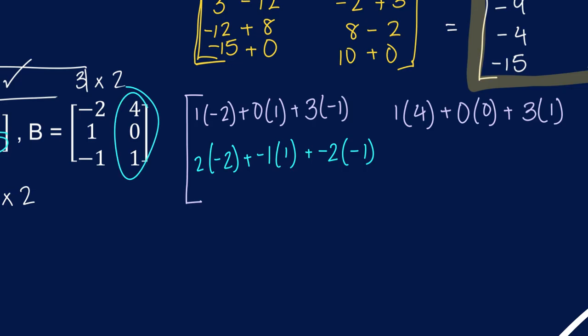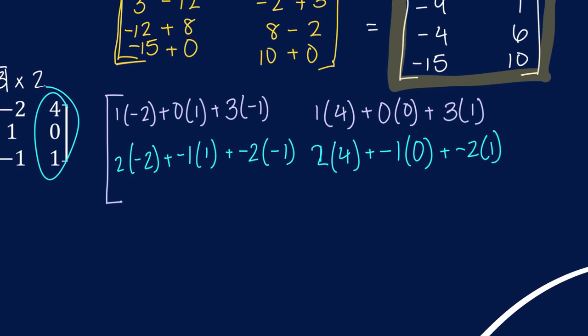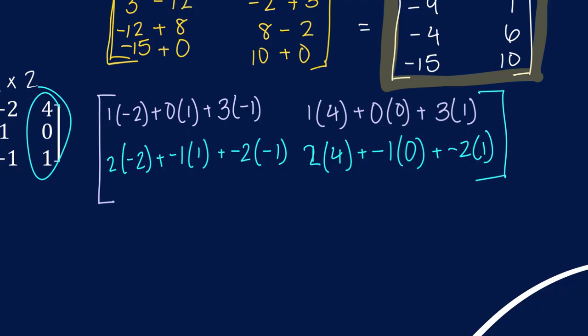So looking at the second column, I'm going to have 2 times 4 plus -1 times 0 plus -2 times 1, and closing that bracket. And then I'm going to go ahead and solve that. Remember, there is a space right here. So leaving that space, solving these, I'm going to end up with -2 plus 0 minus 3.